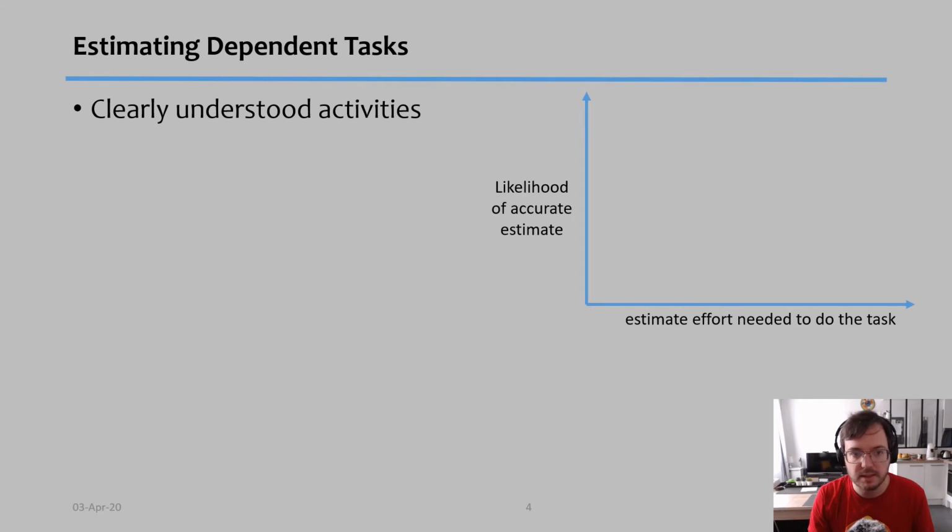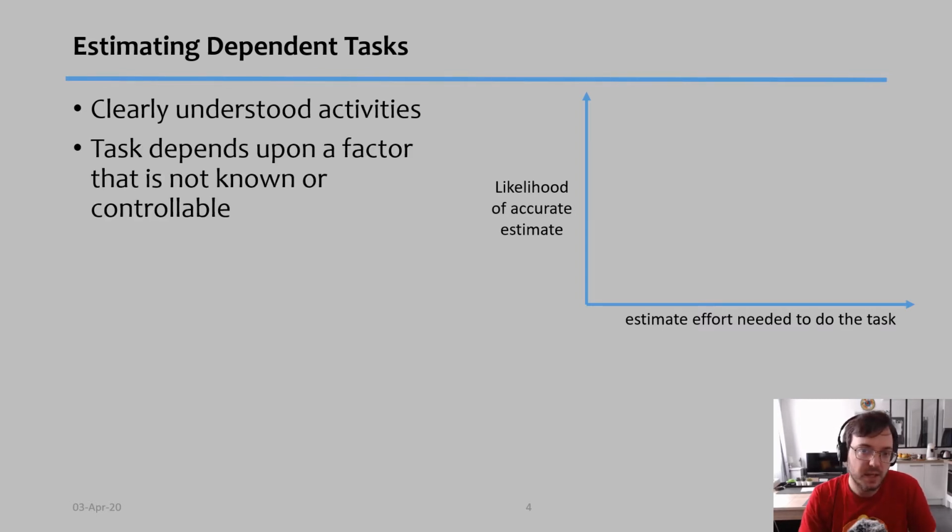The second type of tasks we call dependent tasks. These are tasks where we clearly understand the activity, but it's not clearly defined. There's a difference from the previous one. And why is that? Because this task depends upon a factor that is not known or that I cannot control. In this case, the task will be affected by something, and therefore, in a simpler manner, it could look something like this.